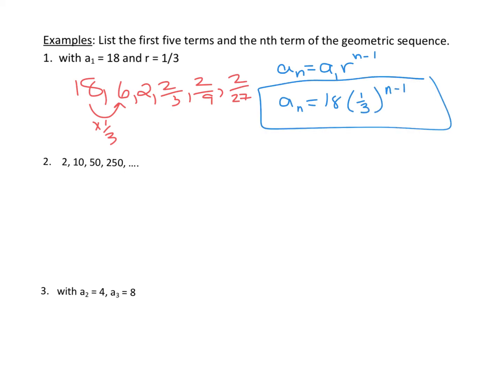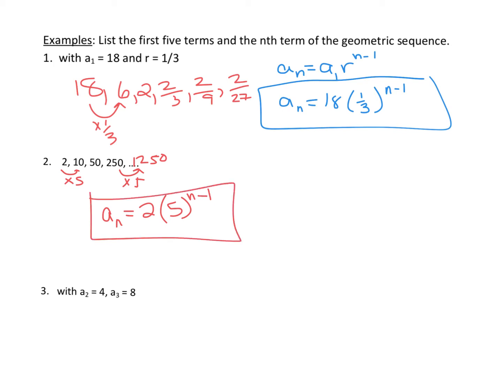For number 2, you just need to see what your common ratio is. You'll notice that each of these is being multiplied by 5. So the first part of this one is really easy because the first 5 terms are almost listed. You just need to get the fifth one, since the first 4 are listed. You will find that your fifth term is actually 1,250. You just multiply by 5 to get there. So that's already done. You just need to now write your formula. You get a sub n is equal to 2 times 5 to the n minus 1 power.